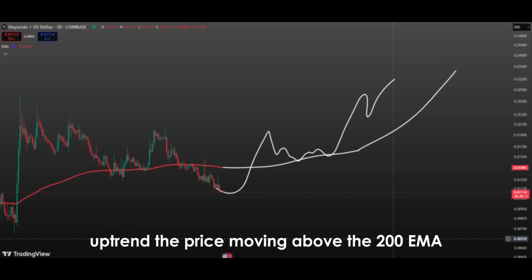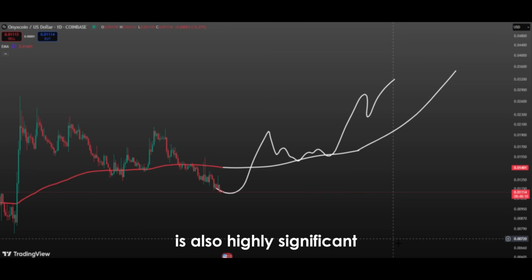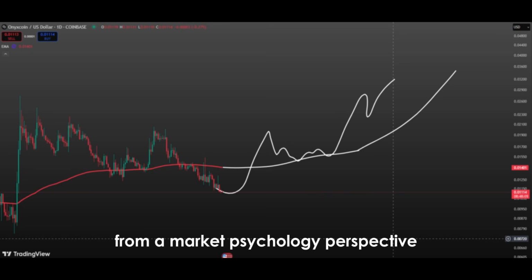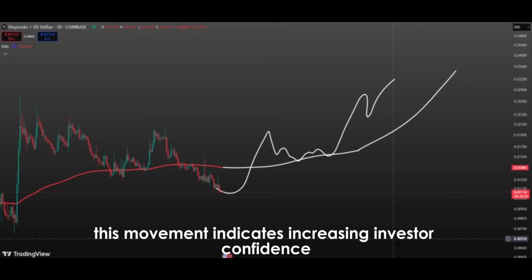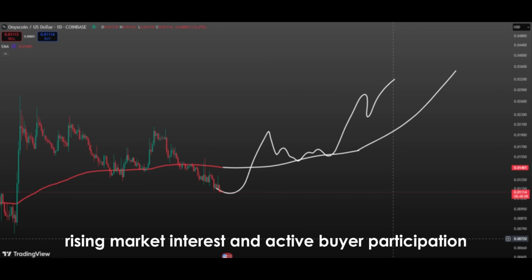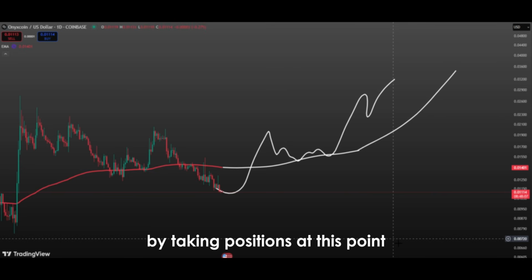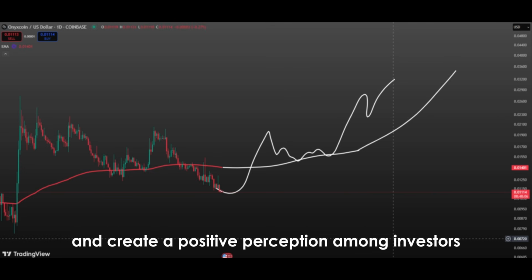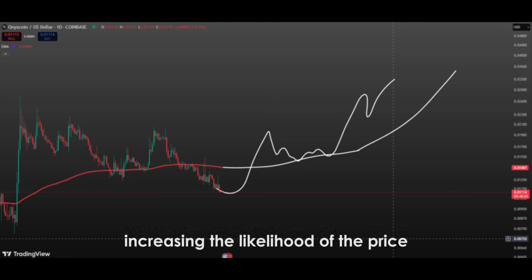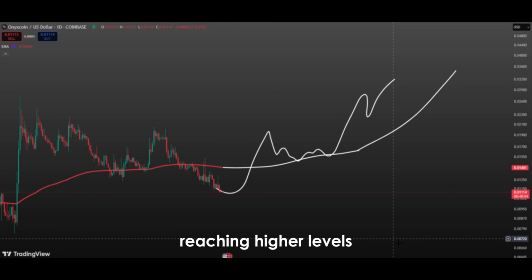The price moving above the 200 EMA is also highly significant from a market psychology perspective. This movement indicates increasing investor confidence, rising market interest, and active buyer participation. Investors contribute to the upward price movement by taking positions at this point. Sustained closes above the EMA reinforce the trend strength and create a positive perception among investors, increasing the likelihood of the price reaching higher levels.